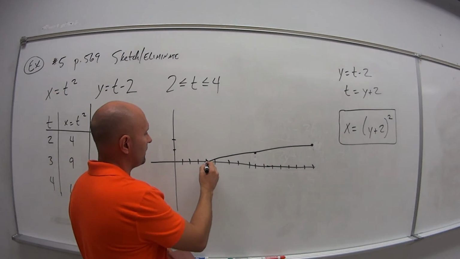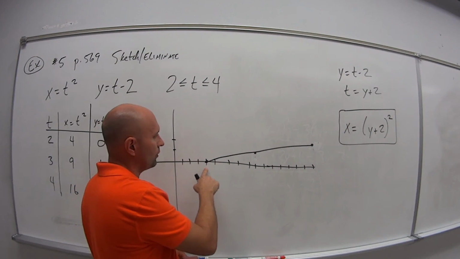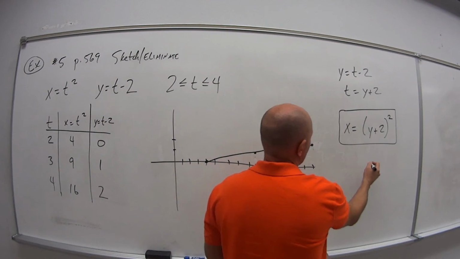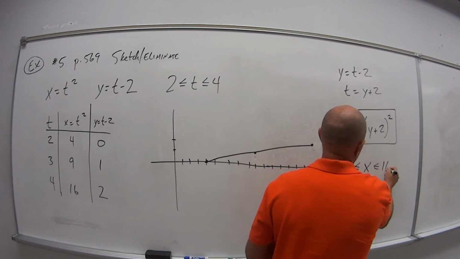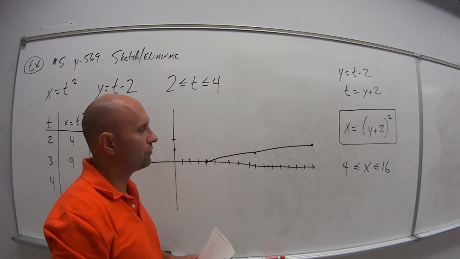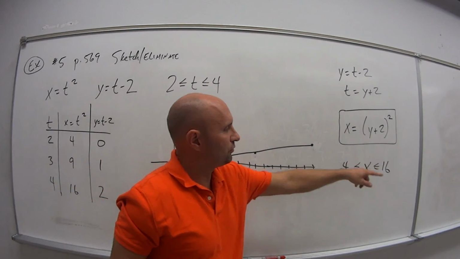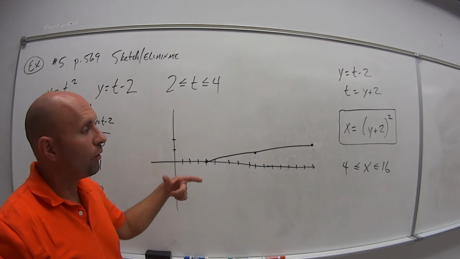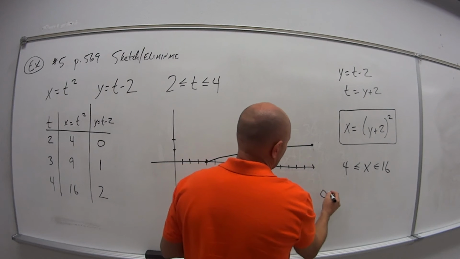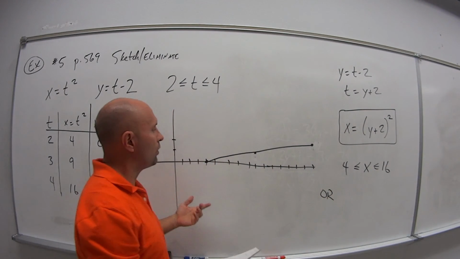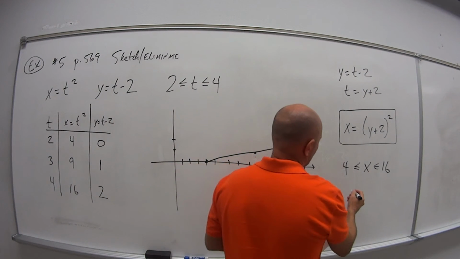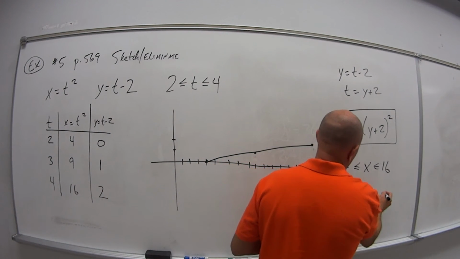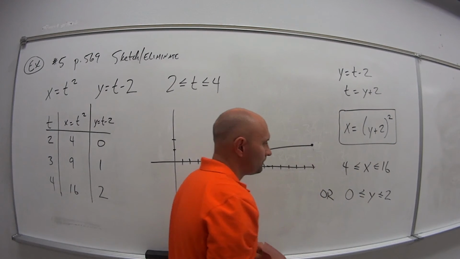So what are our x values? They go from 4 out to 16. So what we can say is x is equal to y plus 2 squared, but x is between 4 and 16. Or, if we want to do it based on y, what are our values for y? 0, 1, or 2. So basically y goes from 0 to 2.